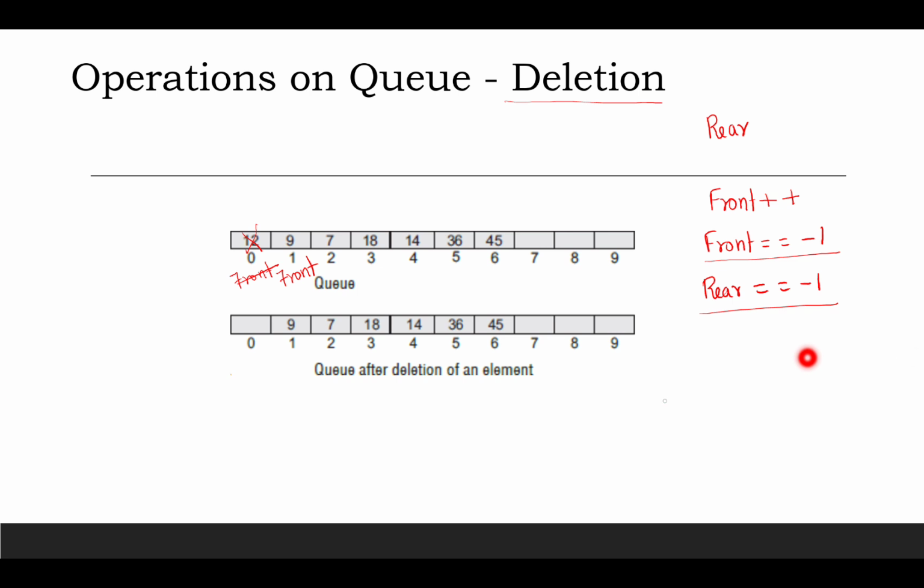So here we are checking the underflow condition. For deletion we have to check the underflow condition because some element should be there to do the deletion. So what condition are we checking? Front is equal to -1 and rear is equal to -1.